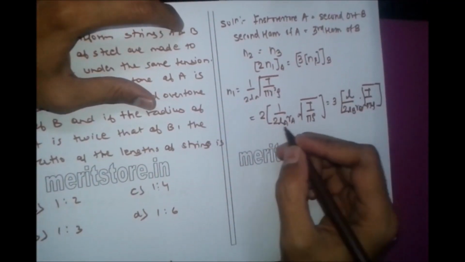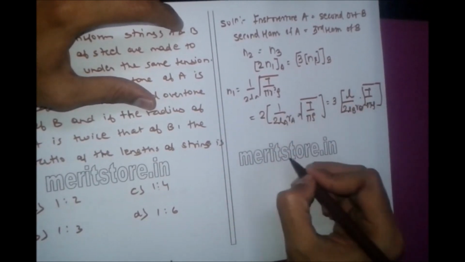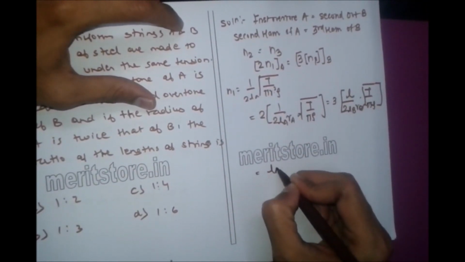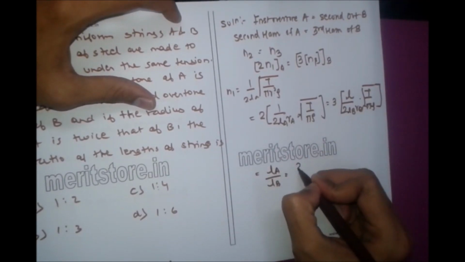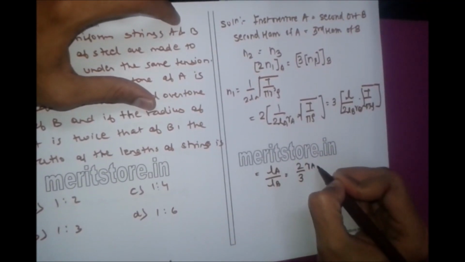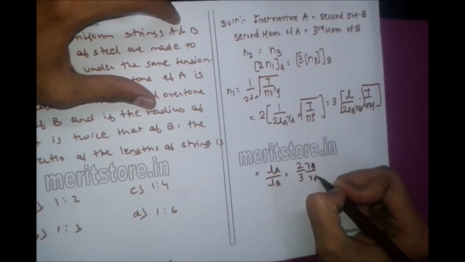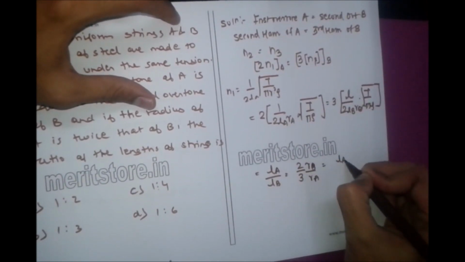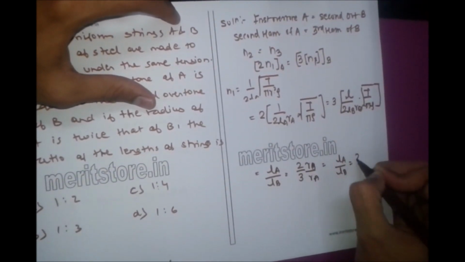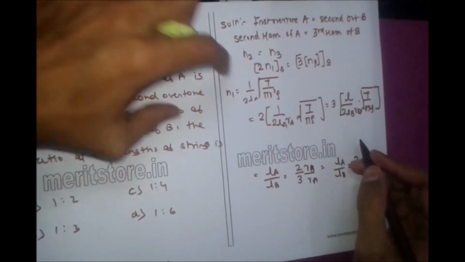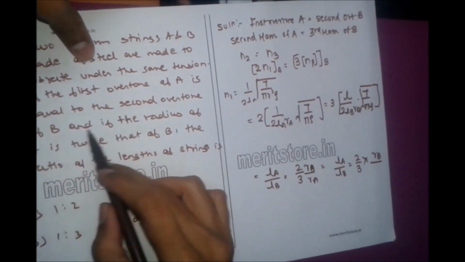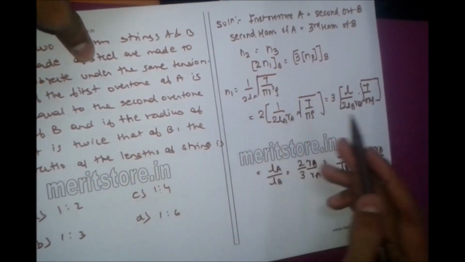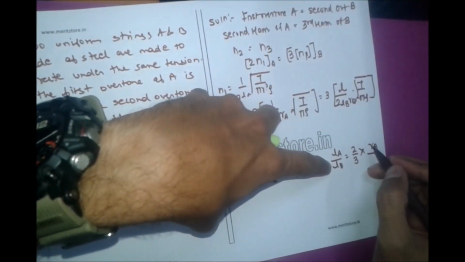After comparing, we get L_A upon L_B, the lengths of strings A and B, equal to 2/3 of R_B upon R_A. So L_A/L_B = 2/3 × R_B/R_A. We have been given the condition that the radius of A is twice that of B.